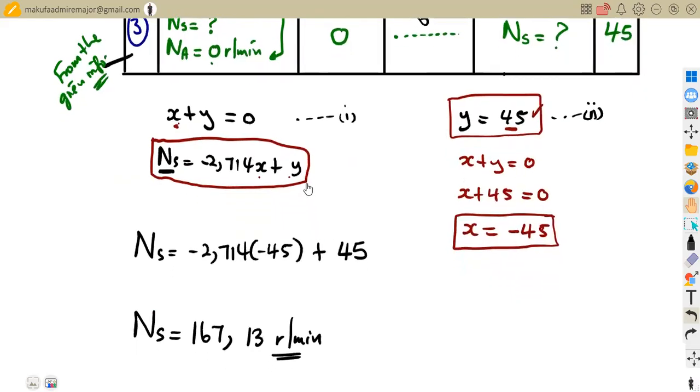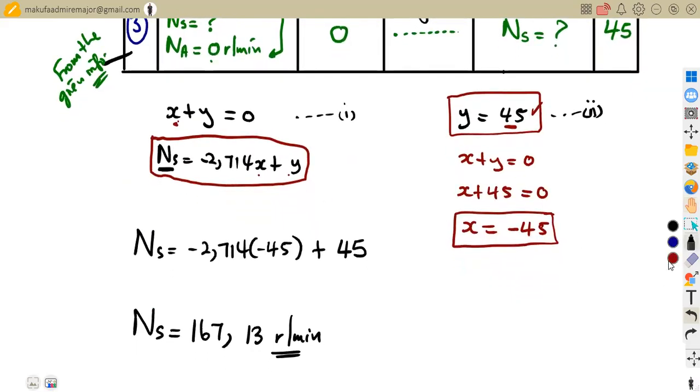Sometimes it might be direct, whereby maybe it's given that NS is equal to Y. There's no need for you to solve for X and Y, just solve for X. But if you are given a condition whereby your NS consists of X, it consists of Y, therefore you are supposed to solve for X and Y.